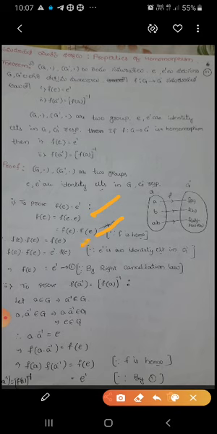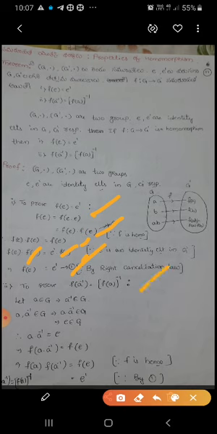Therefore f(e)·f(e) = f(e). Next, on the right side we can multiply by the identity element e', so f(e)·f(e) = e'·f(e). Next, from the right cancellation law, f(e) cancels. That implies f(e) = e'. So this is the first one.